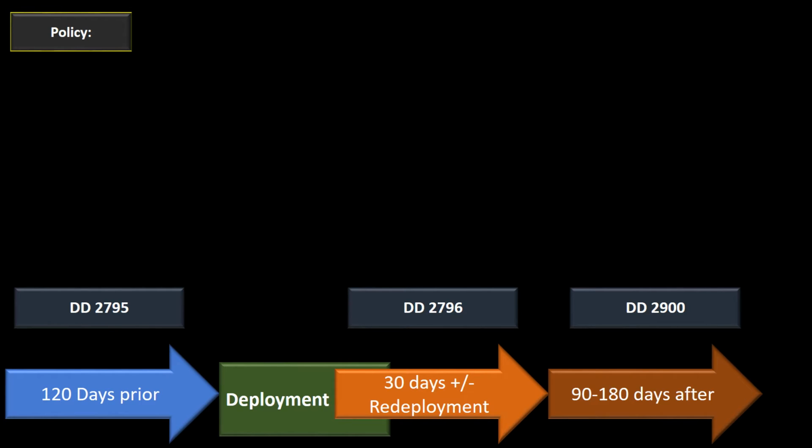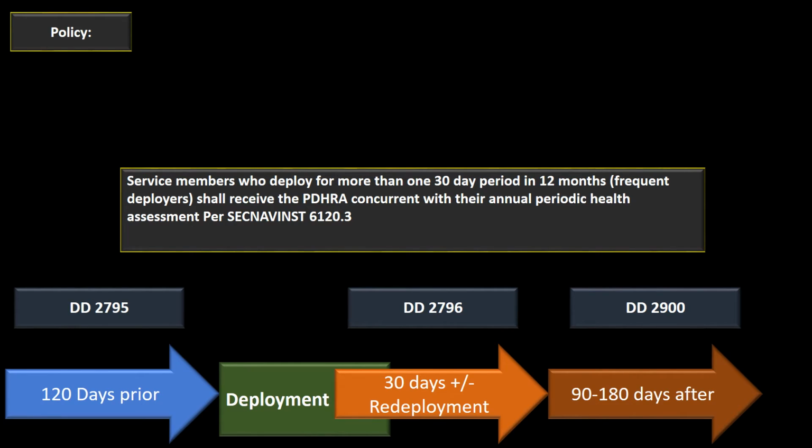So some more policy we've got to cover. Service members who deploy for more than one 30-day period, right? They go on more than one deployment in 12 months. We're going to call those frequent deployers. Well, we're just going to do their post-deployment health reassessments concurrently with their periodic health assessment, right? We're going to do it with their PHA, and our instruction on PHA is SECNAVINST 6120.3.